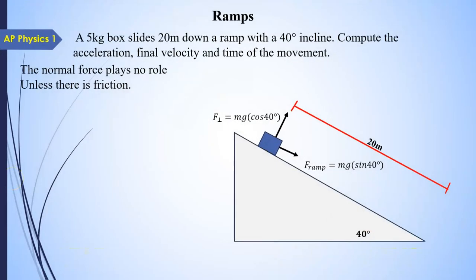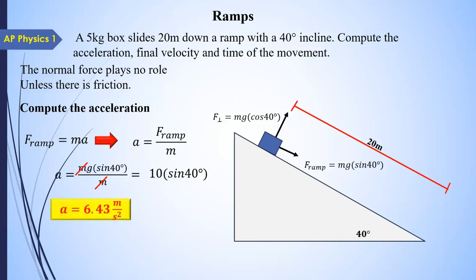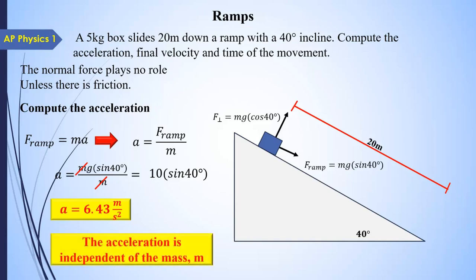Okay, so back to our problem. We're going to compute the acceleration first. The force down the ramp equals ma. Solving for a, we get acceleration equals force down the ramp divided by m. The force down the ramp is mg sine 40, over m. And you can see that the m's are going to cancel out. So the acceleration is g sine 40, which is 10 sine 40, and that gives us an acceleration of 6.43 meters per second squared. We can see that the acceleration is independent of the mass. Since mass canceled out, it does not play a role in these problems.